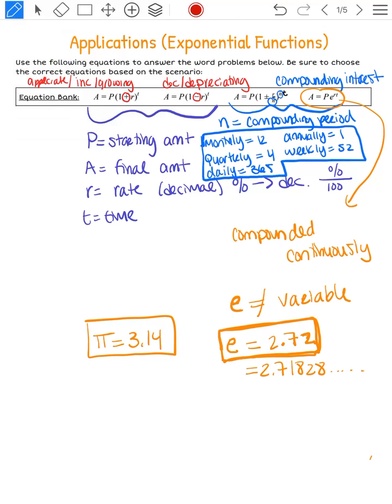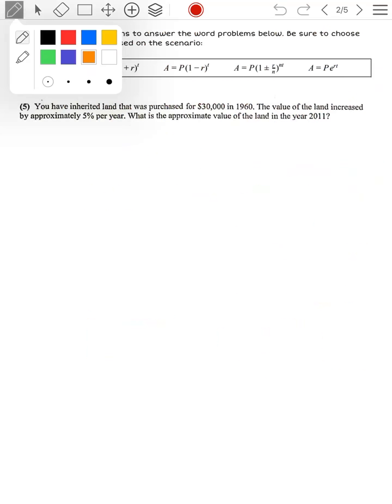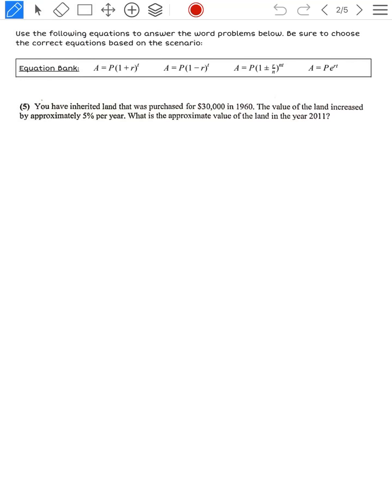So now we're going to just talk about how you know which formula to use and how to use it. So we're going to go through 4 quick examples, one of each type.